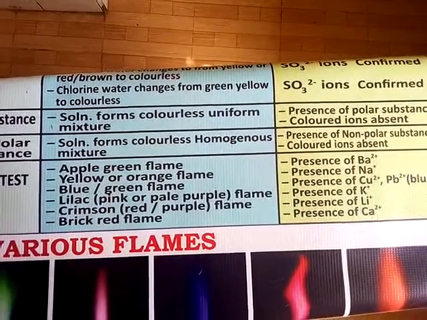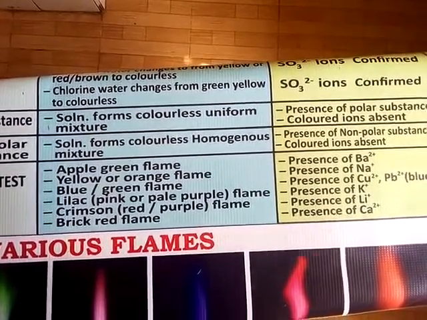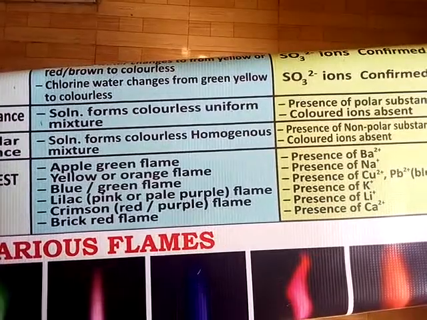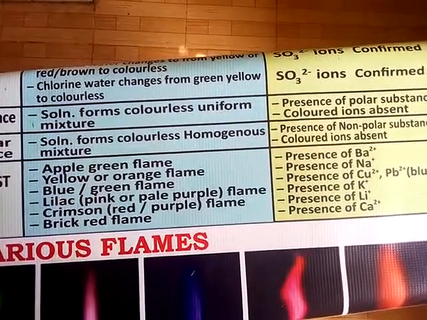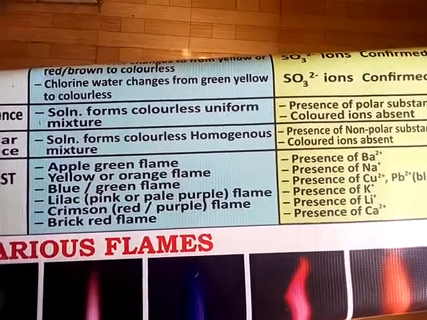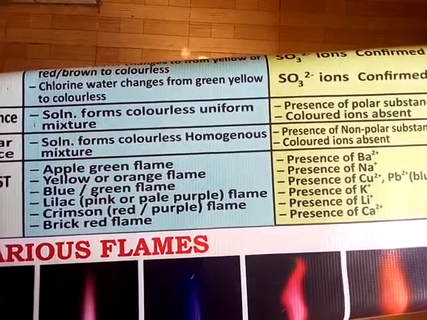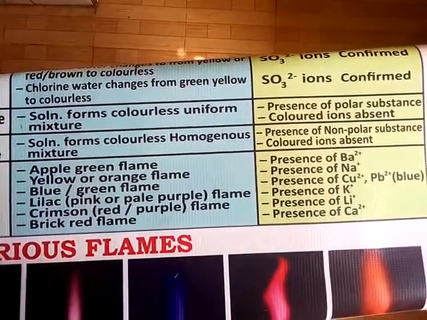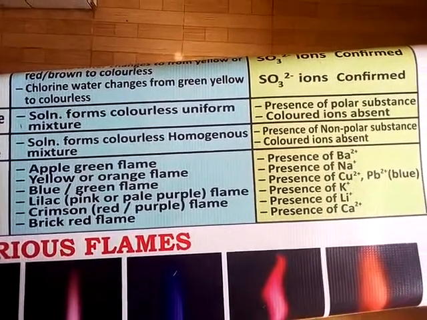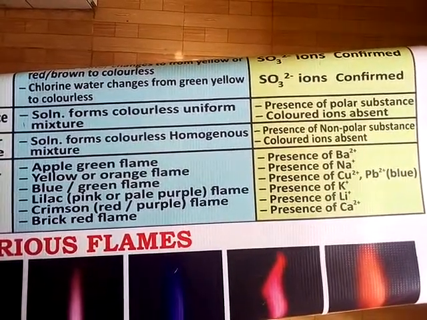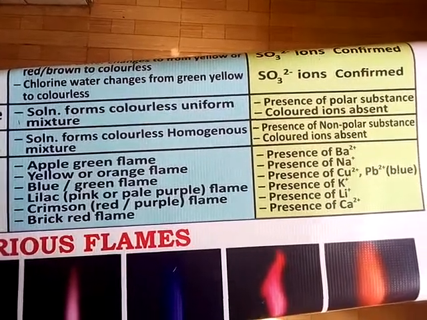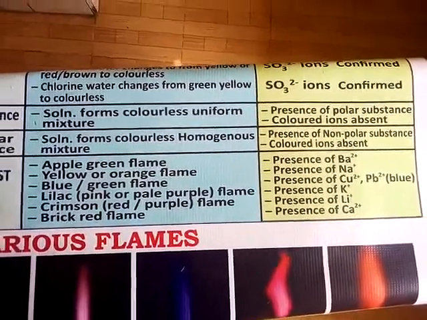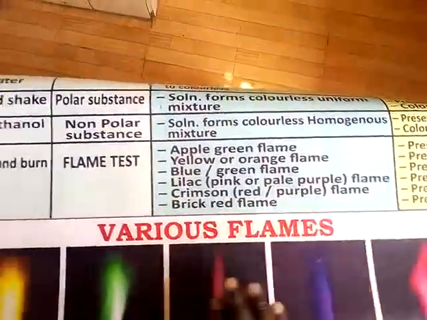For example, when you burn barium solution, either using a spatula or a glass rod, it will burn with a green flame, and that will tell you it is barium ions that are present. If it burns with a yellow or orange flame, especially yellow, it is the presence of sodium ions. What if the flame is blue or green? That is copper. If it is lilac, pink, pale blue, pale purple flame like that, then it is potassium ions. So let me show you the various colors.